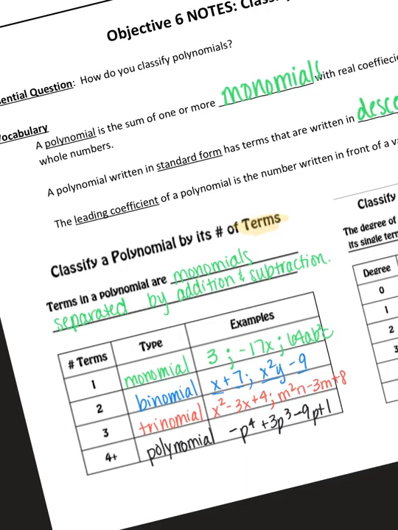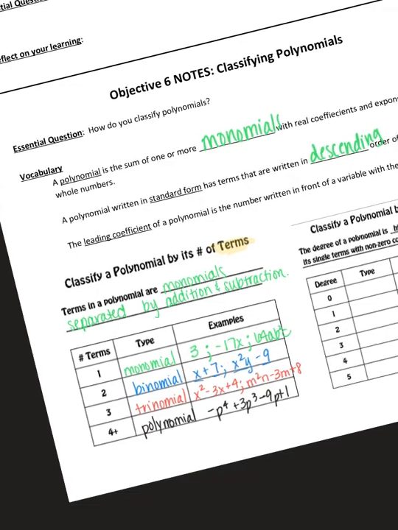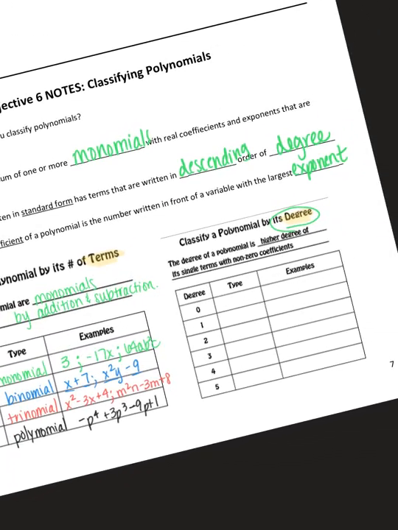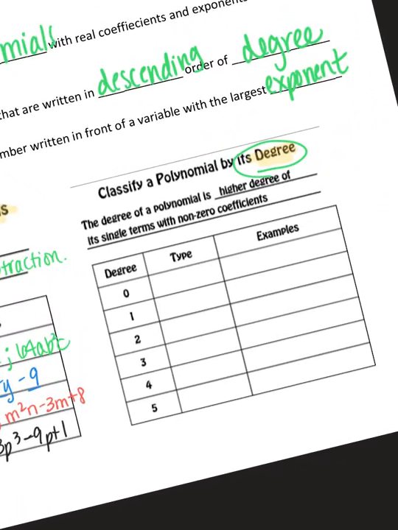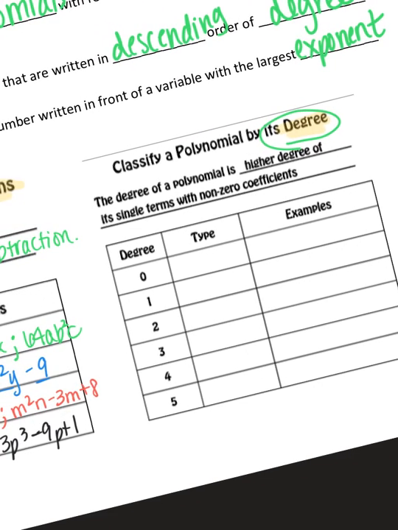So how many terms are there in the expression, and then you follow this chart for the names: monomial, binomial, trinomial, polynomial. The other way to classify a polynomial is by its degree. Okay, so the degree is the exponent in the power. All right, the degree of a polynomial is the highest degree of the individual terms with non-zero coefficients. So let's take a look at these.